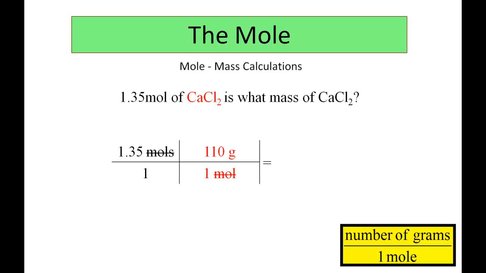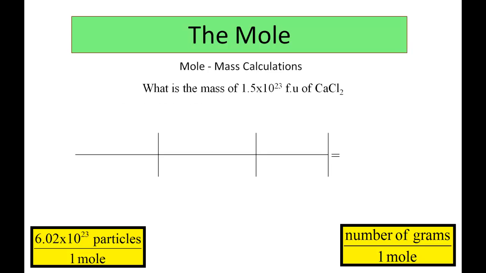Notice the molar mass is 110 grams per mole. 1 mole of calcium chloride weighs 110 grams. I put the moles on opposite sides of the fraction, and I'm going to take 1.35 times 110, and I'm going to get 149 grams of calcium chloride. So if 1 mole of calcium chloride weighs 110 grams, then 1.35 moles should weigh a little more, and it does at 149 grams. So let's go all the way from mass into particles.